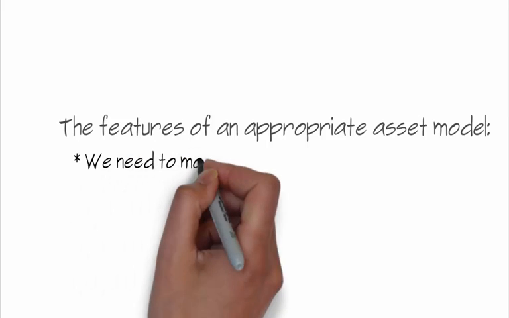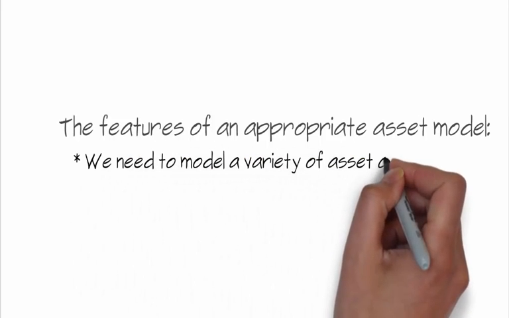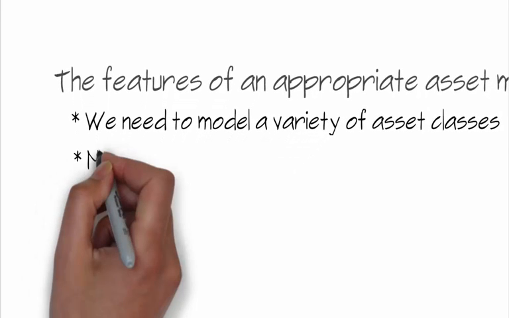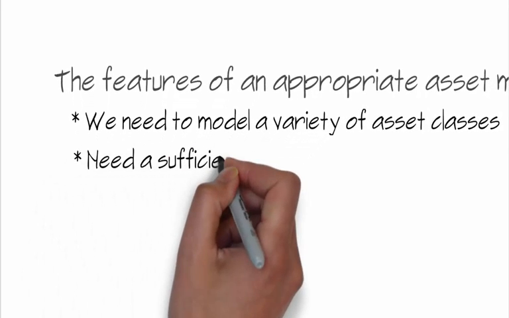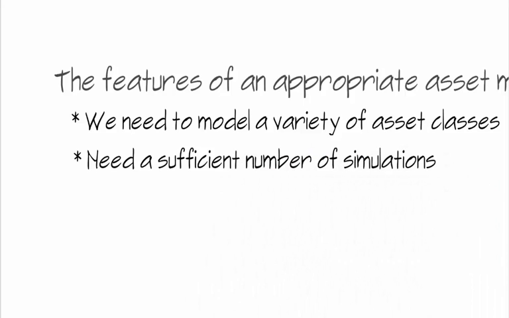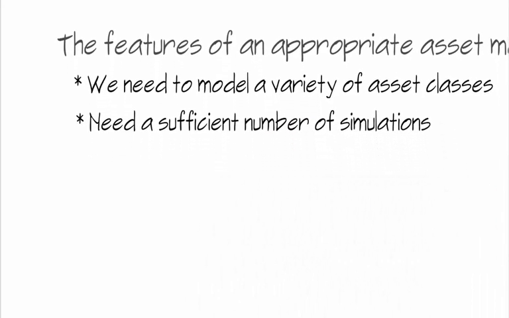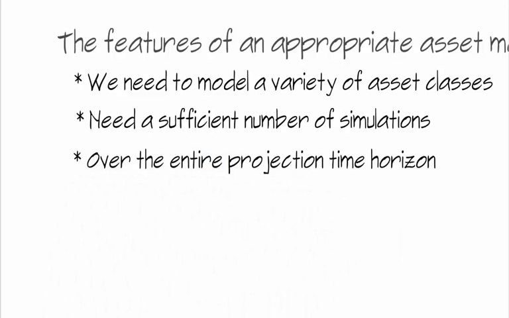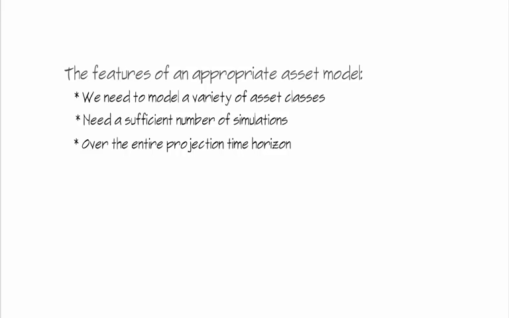The selected asset model must consider a wide range of asset classes. These are assets such as shares, properties, bonds, or cash. We need a sufficient number of simulations so we can understand the range of outcomes that could impact a retiree. This is required to better understand the risk of a tail event, such as a stock market crash.